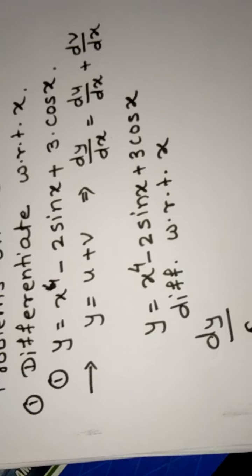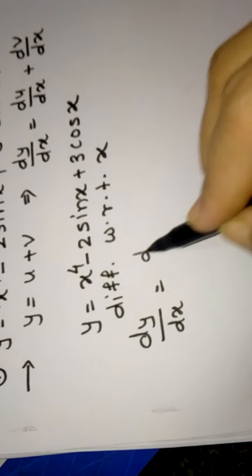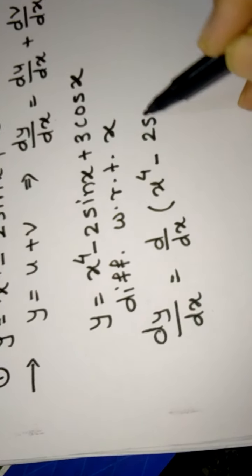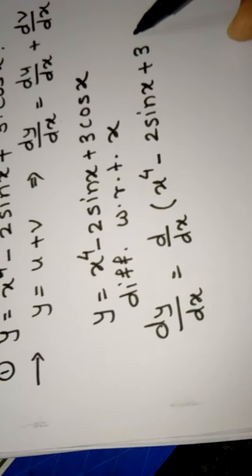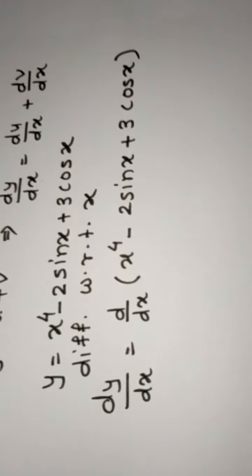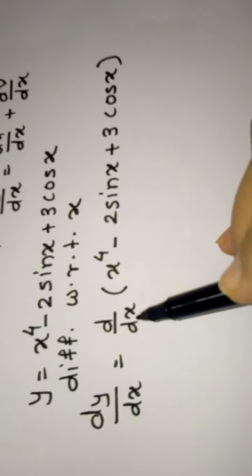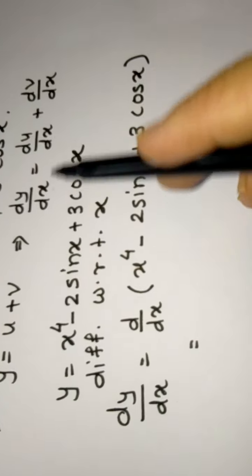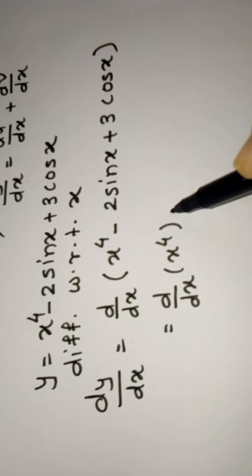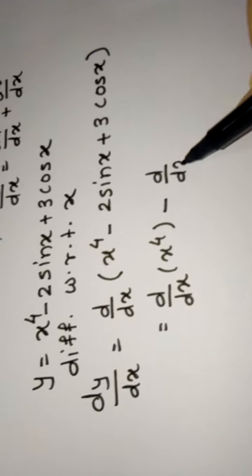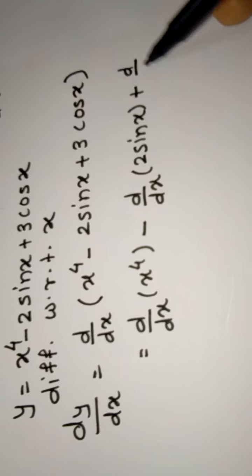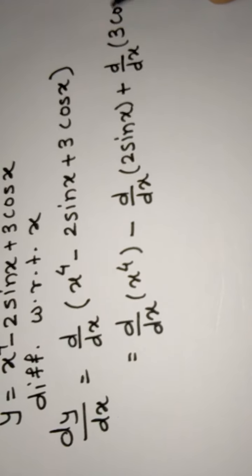The derivative dy by dx is equal to d by dx of x raised to 4 minus 2 sin x plus 3 cos x. Here addition and subtraction both are present simultaneously. Separate the derivative by using the addition rule, that is d by dx of x raised to 4 minus d by dx of 2 sin x plus d by dx of 3 cos x.